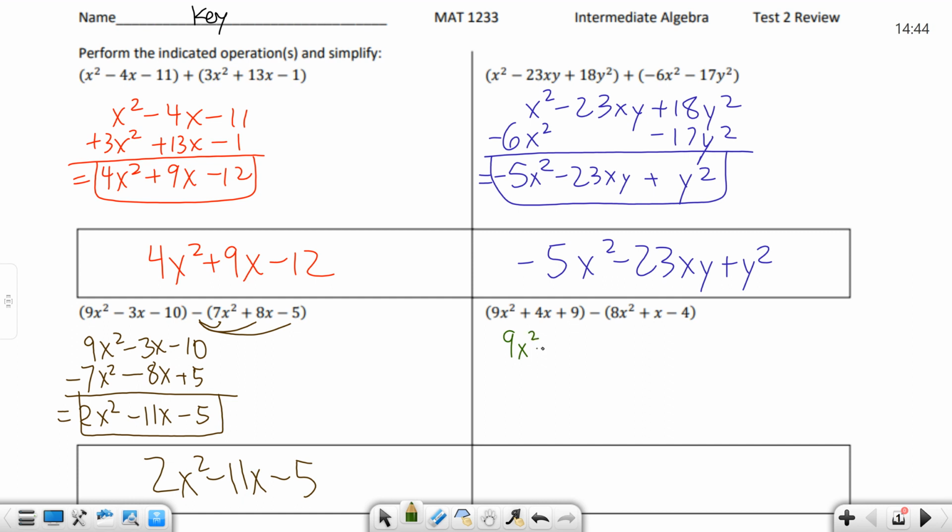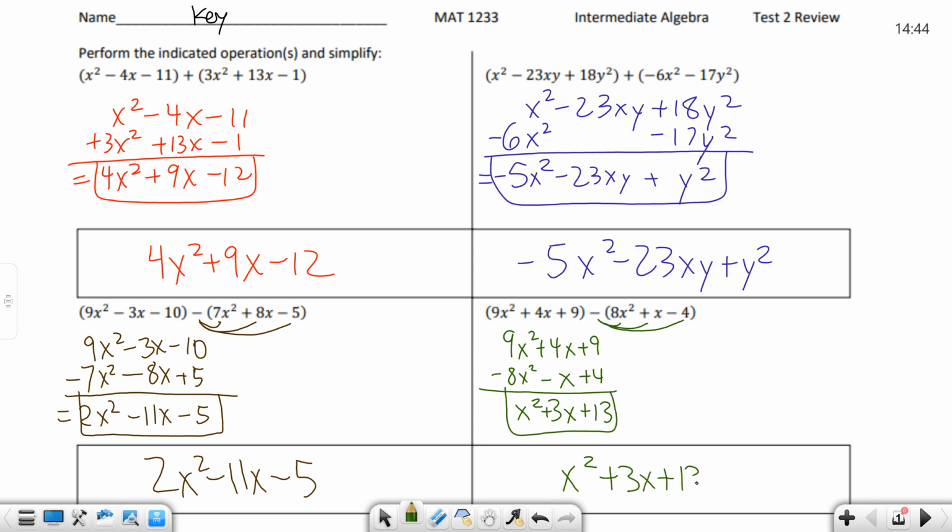So 9x squared plus 4x plus 9, and then distribute the negative. So then that 8 is positive inside here, so it's going to become negative. Negative 8x squared. Then negative x, and then plus 4. All the signs change. So often I see students, they'll put the minus 8x squared, and then they put plus x minus 4. You've got to change them. You've got to change all of them. So then that's going to be a positive x squared. 4 minus 1 is plus 3x, and then plus 9 and 4 is 13, so plus 13. So x squared plus 3x plus 13.